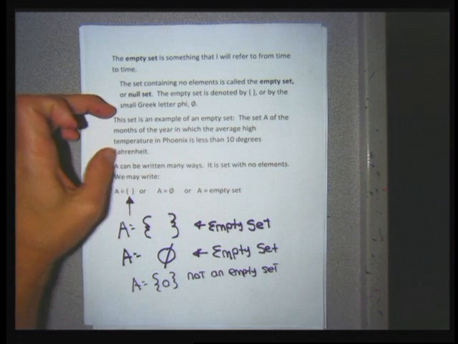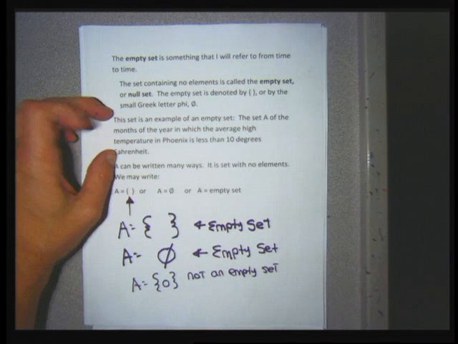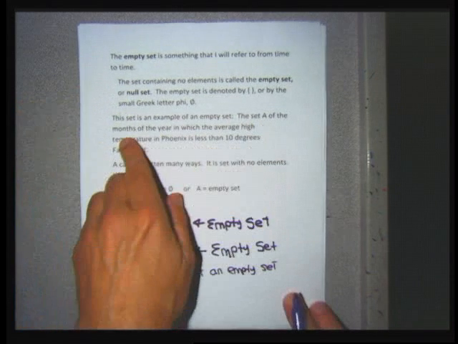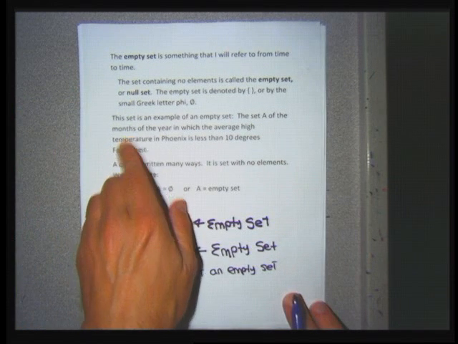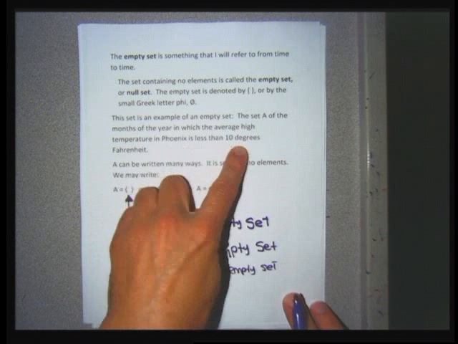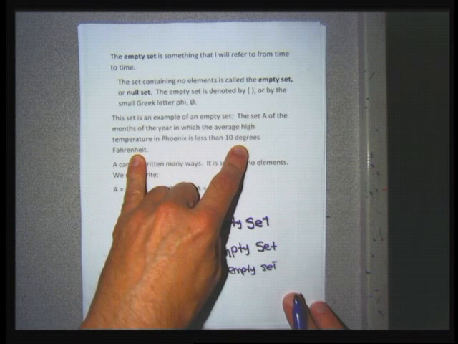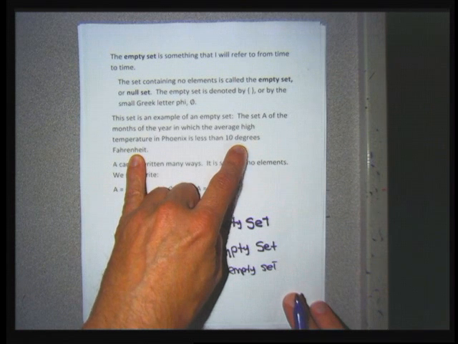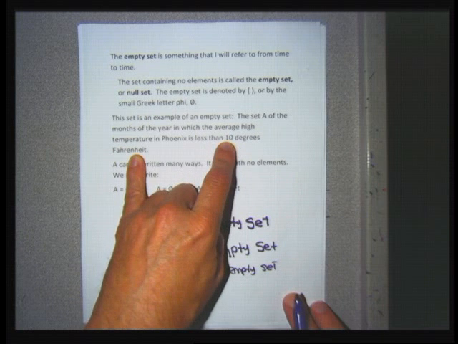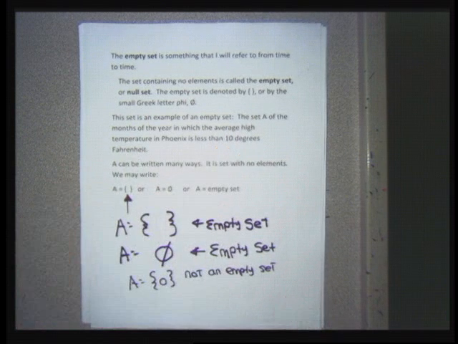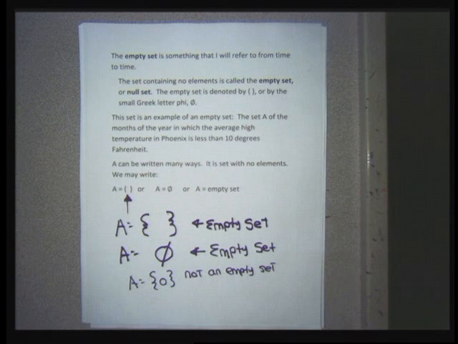And then here's a word description of an empty set. The set A is the months of the year where the average high temperature in Phoenix is less than 10 degrees Fahrenheit. That would be an example of an empty set because of the 12 months of the year, there isn't a month of the year that the average high temperature in Phoenix is less than 10 degrees. So that's an example. You can have empty sets.